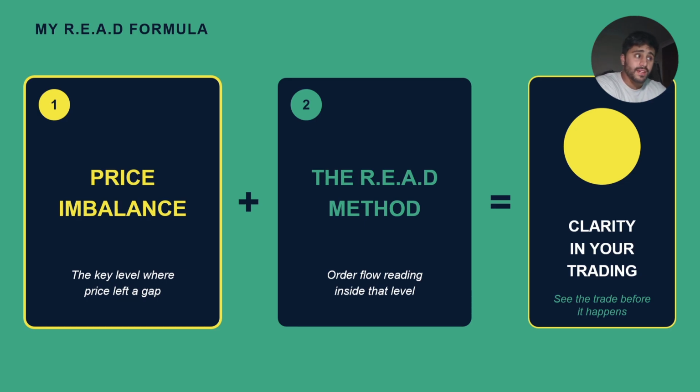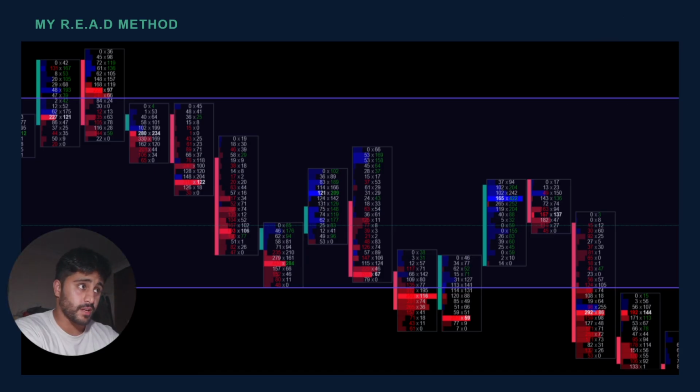Okay. So now, once we've identified our key levels, the next thing to understand is this basic formula over here, the R.E.A.D formula. So you want to identify a key level or a price imbalance, right? You then want to combine that key level or that price imbalance with what I call the R.E.A.D method. So I'm going to be discussing what the R.E.A.D method represents. So once you combine the step process with the R.E.A.D method, you get extreme clarity in your trading. And that's what I'm going to break down.